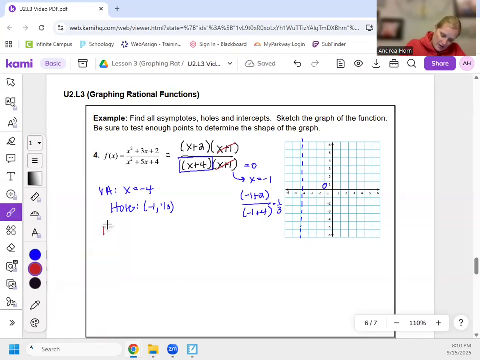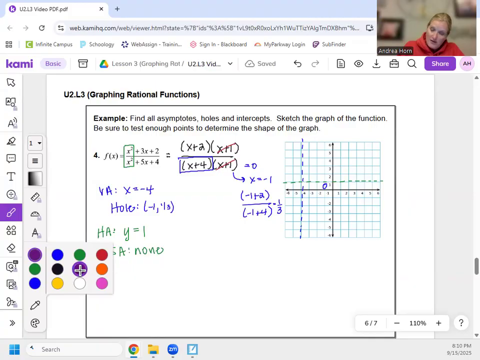Okay, my horizontal asymptote is found when I look at the ratio of my front numbers. My degrees are the same, so it's the ratio of the leading coefficients. In this case, it's 1 over 1, so my horizontal asymptote is 1. I'm going to draw in my horizontal asymptote. Since I have a horizontal asymptote, I automatically do not have a slant.